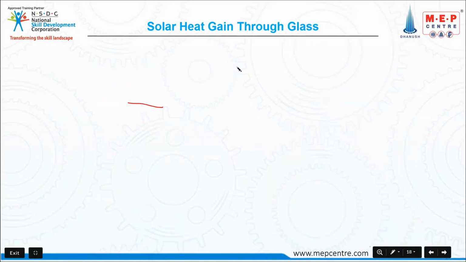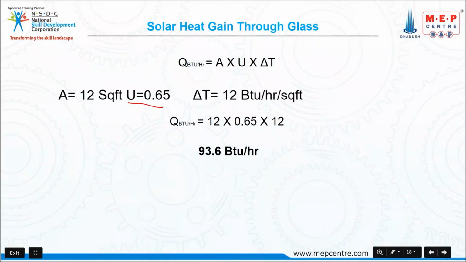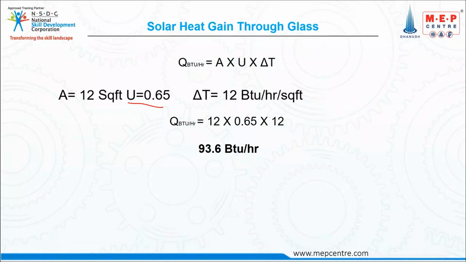So which is 93.6 BTU per hour. So this is solar heat gain through glass. I need to tell you the difference between solar heat gain and transmission gain. Solar heat gain means the heat which you will get from the radiation. Transmission heat gain means the heat transfer that takes place through conduction and convection. It can be by conduction or by convection. That is called transmission heat. Solar heat gain means radiation. Transmission heat gain means conduction plus convection.